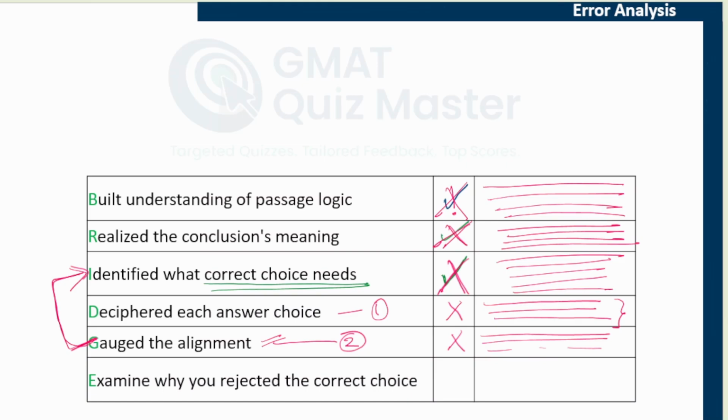Now, if you rejected choice C, the correct answer choice, you need to examine why you rejected it. Go back to your analysis, your thought process, and understand why you rejected it. The possible causes can lie in these steps, or maybe you did not understand the meaning, or you did not look for the correct characteristics when you were evaluating choice C. Whatever the reason, mark that reason here. That is the reason why you rejected the correct answer choice. With that, let's move to choice D now.